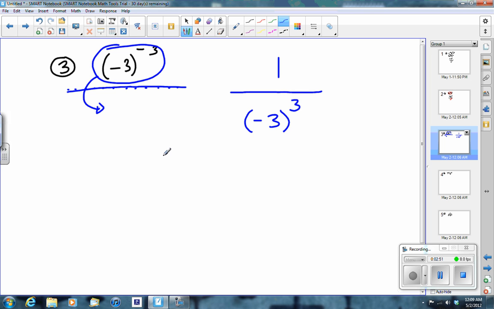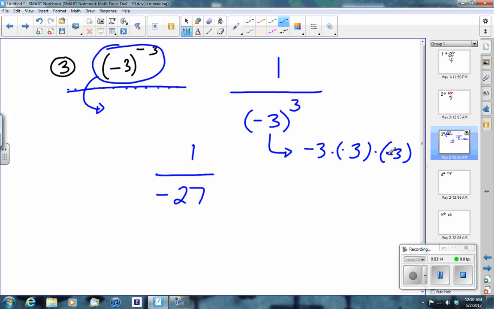So we have 1 over negative 3 to the third power, which is 1 over negative 27. Again, think about this as being negative 3 times negative 3 times negative 3. I should use parentheses, it would be easier. Negative 3 times negative 3 is 9. 9 times negative 3 is negative 27. Okay, so that is that problem.